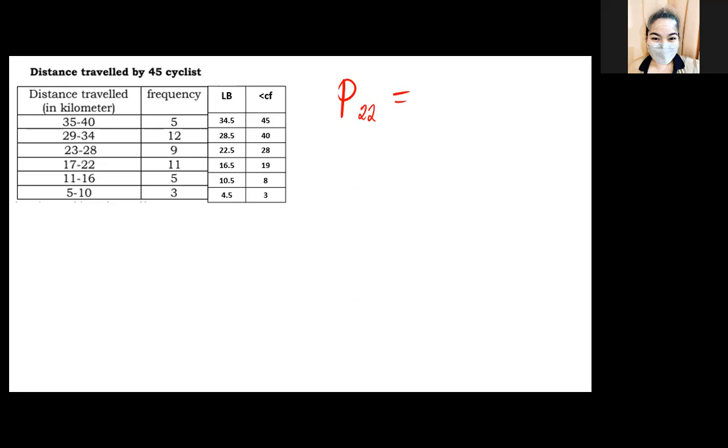Hindi po pwedeng puro worksheet quizzes lang. Kailangan may IA din. Kasi kung tutuusin yung grade niyan, yung worksheet quizzes nyo, tsaka ng mga IAs nyo ay pantay-pantay. Pinantay-pantay ko sila kasi dapat talaga pantay yung measure sa mga yan.